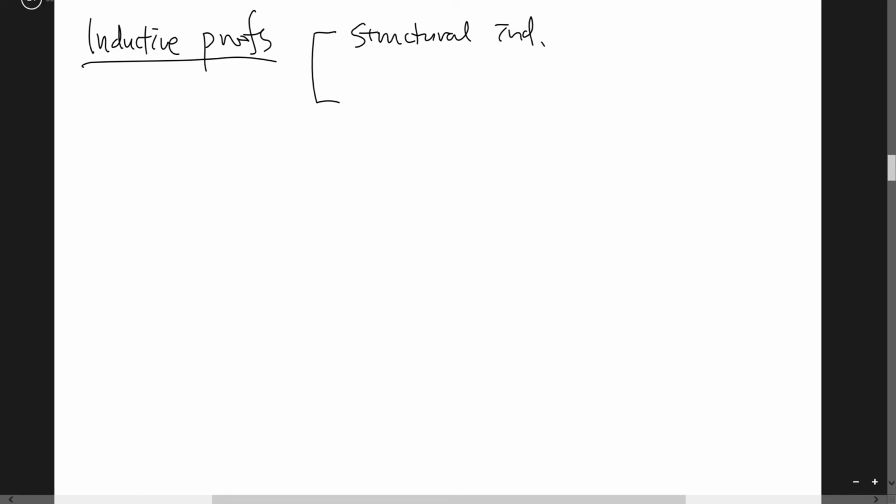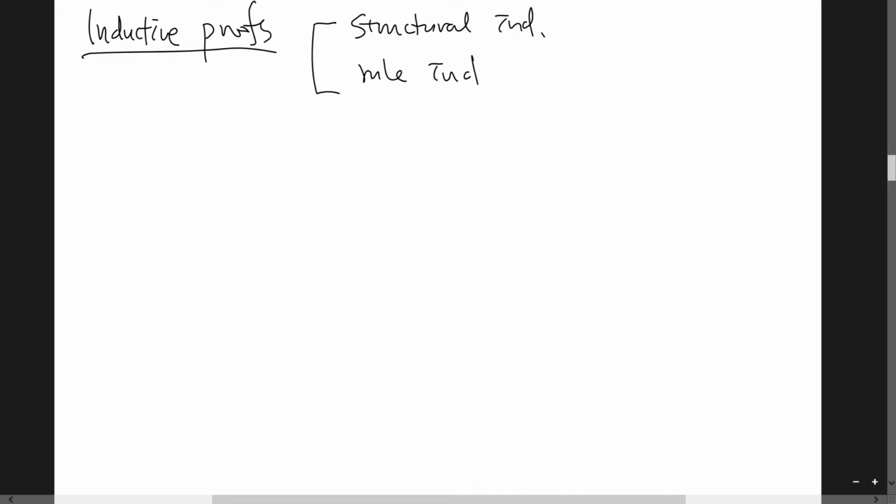This lecture is about inductive proofs. And we are going to learn two techniques called structural induction and rule induction. First, we need to learn why we need these two techniques, or why we need this notion called inductive proofs.